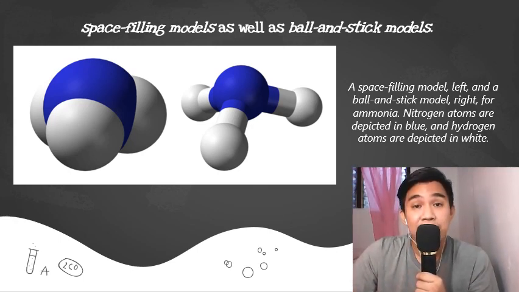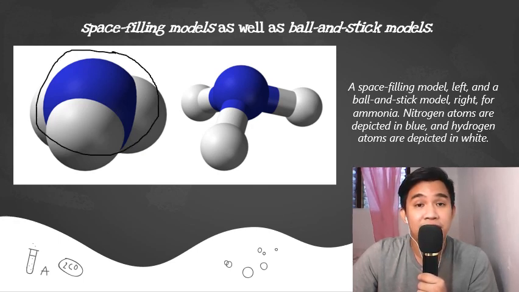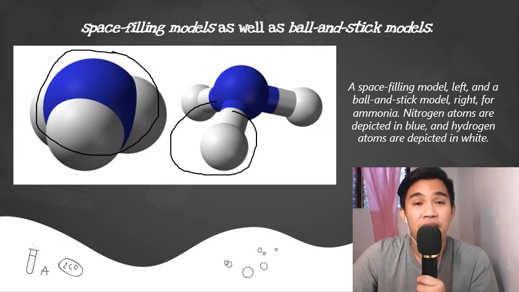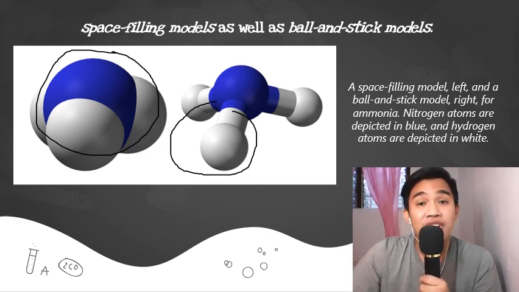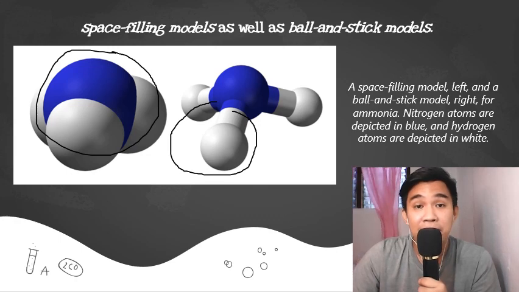The left-hand image shows the space-filling model for ammonia, and the nitrogen atom is depicted as the larger central blue sphere, and the three hydrogen atoms are depicted as the smaller white spheres to the side, which form a kind of tripod. The overall shape of the molecule is a pyramid with nitrogen at the vertex and a triangular base formed by the three hydrogen atoms.